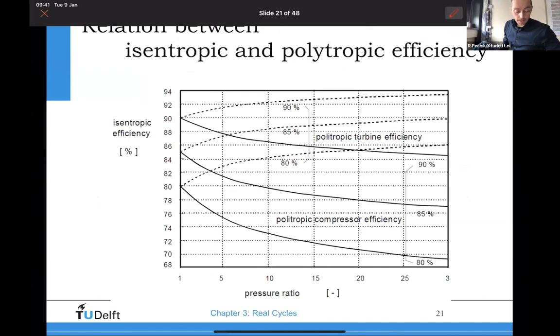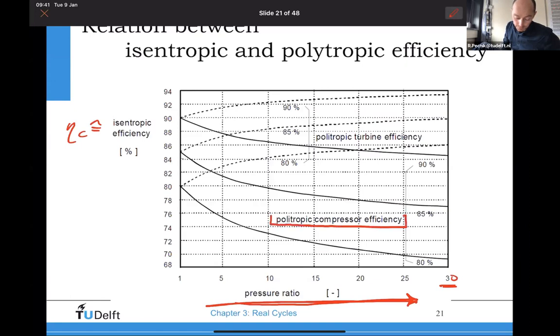And let's see here, I can explain this now on this diagram. You have the isentropic efficiency. Let's say this is eta compressor. This is the pressure ratio here. Increasing pressure ratio one, and this will be a compressor ratio of 30 on this part here. And now I say here, this is the polytropic efficiency. This one here, polytropic efficiency, you can see here. And the first polytropic efficiency is 80, the other one is 85, and the other one is 90 here, which is this one.